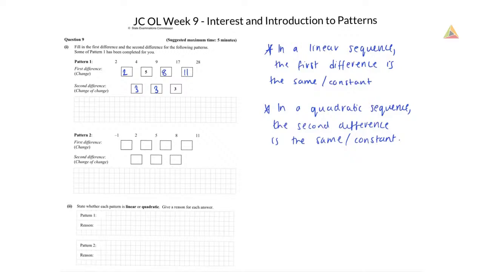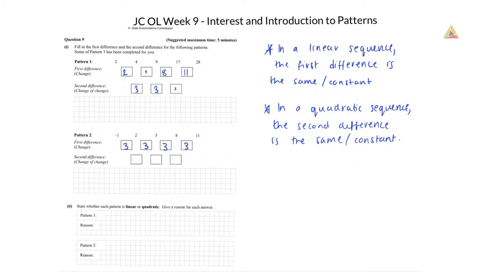Okay, let's look at pattern 2. So the first difference, how do we get from -1 to 2? Think of your number line. How do you get from -1 to 2? You add 3. How do you get from 2 to 5? You add 3. How do you get from 5 to 8? You add 3. How do you get from 8 to 11? You also add 3. So you'll know, looking at this, the first difference is the same, so we're going to know that that's a linear sequence.